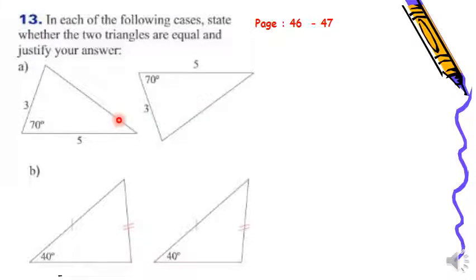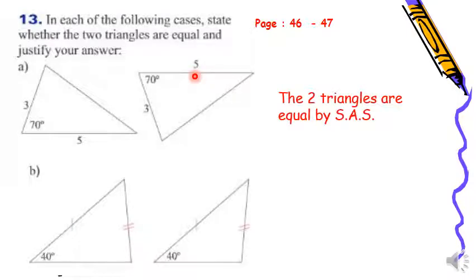Can we prove these two triangles are equal? You can't say these two triangles are equal because they have the same shape. Yes, if they are equal, they must have the same shape by definition. But we have to say why by proving. Okay, so are these two triangles equal? Look, I have 3 equal to 3, 70 is equal to 70, and 5 is equal to 5. So yes, these two triangles are equal by side, angle, side.